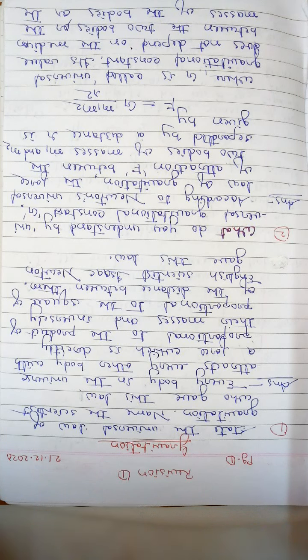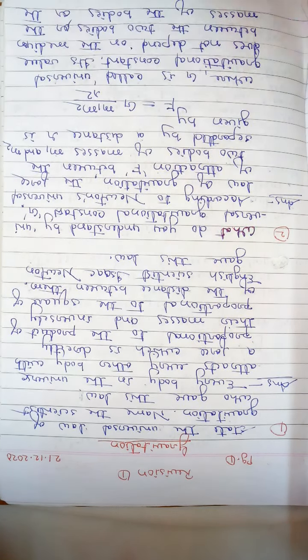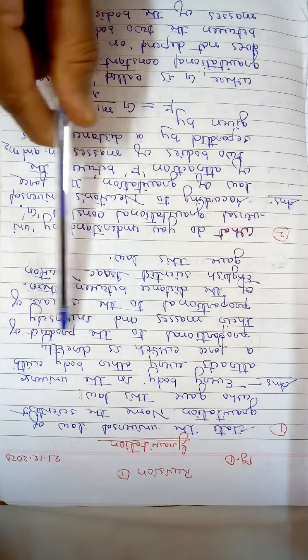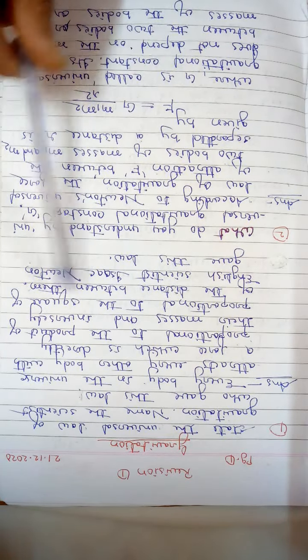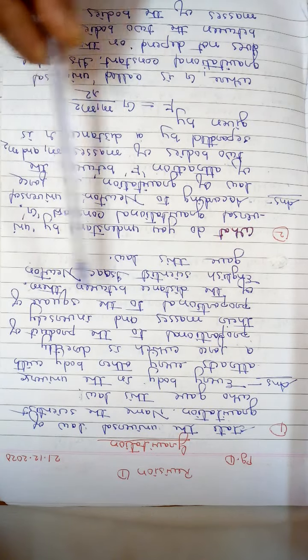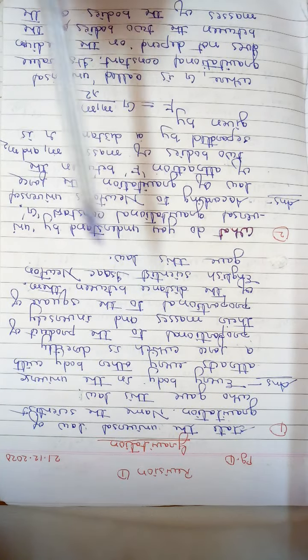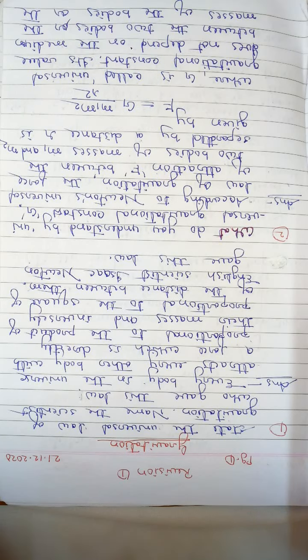According to this universal law of gravitation, every body in the universe attracts every other body with a force which is directly proportional to the product of their masses and inversely proportional to the square of the distance between them. English scientist Isaac Newton gave this law.